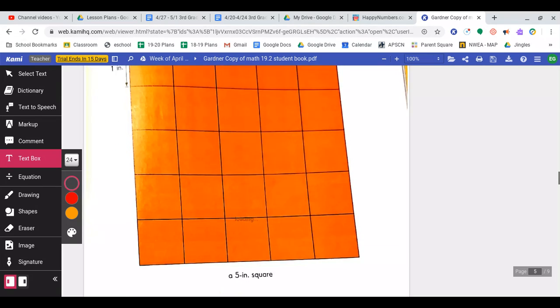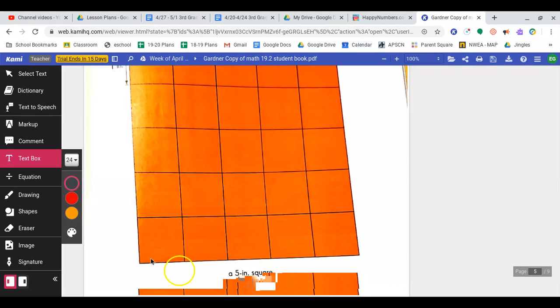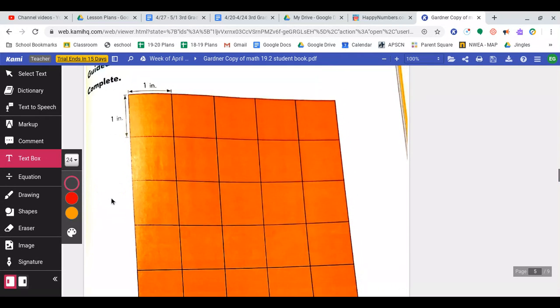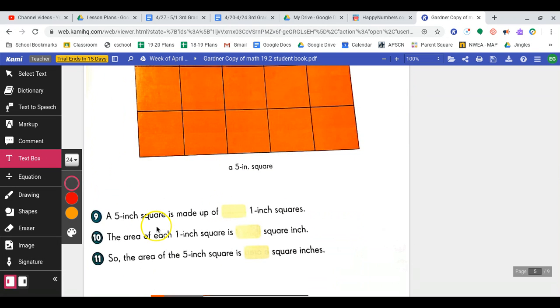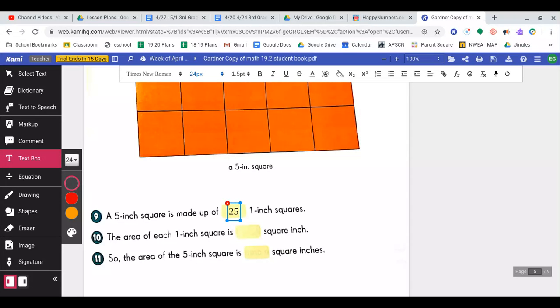Okay, here is another figure. It is a square, and it says it's a 5-inch square. So without even counting, we know it's going to be 1, 2, 3, 4, 5 going down, and 5 across. What is 5 times 5? 25. So a 5-inch square is made up of 25 1-inch squares.